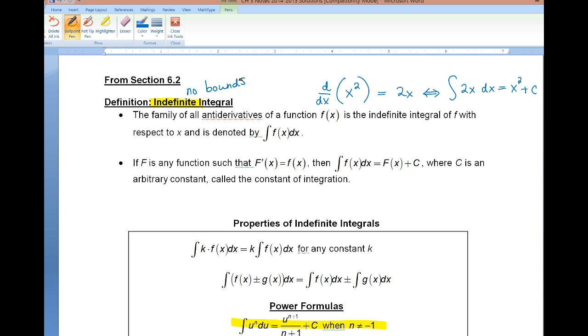So imagine, what's the derivative of this? It's 2x. What happens when you take the derivative of a constant? It's zero. If it's a variable, it's one, but if it's a constant, it's zero.